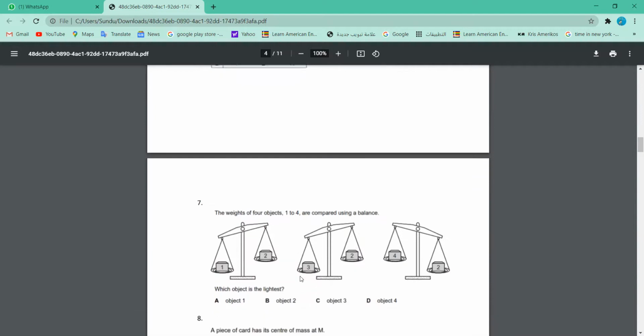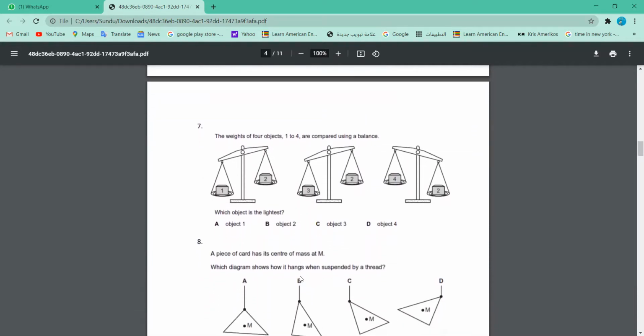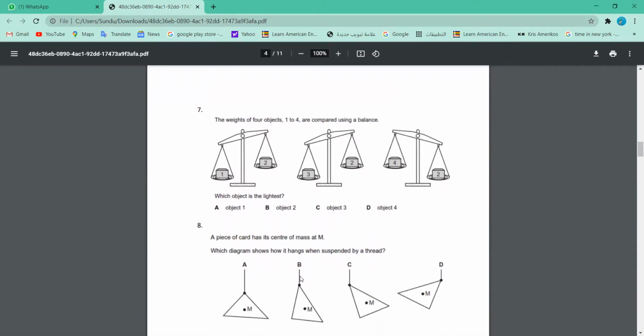Okay. Let's do question number 7. It is a similar sort of question. The weights of 4 objects, 1 to 4, are compared using a balance. Which object is the lightest?